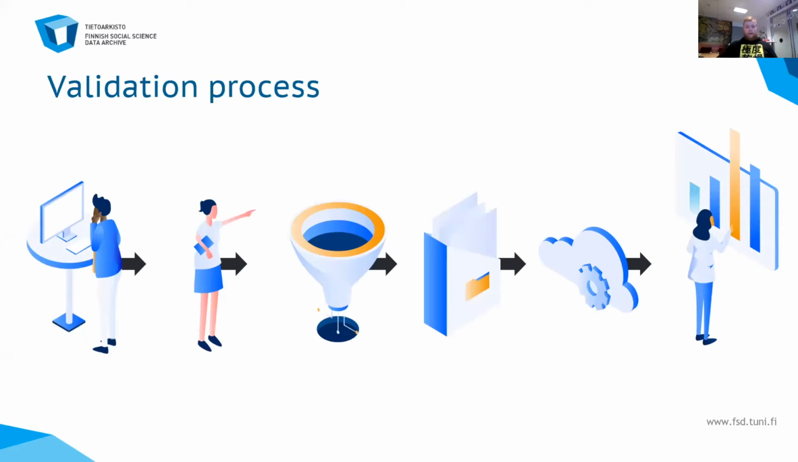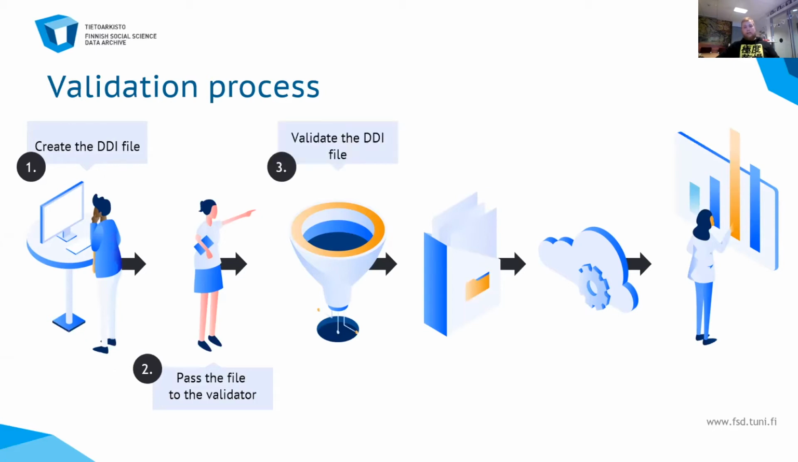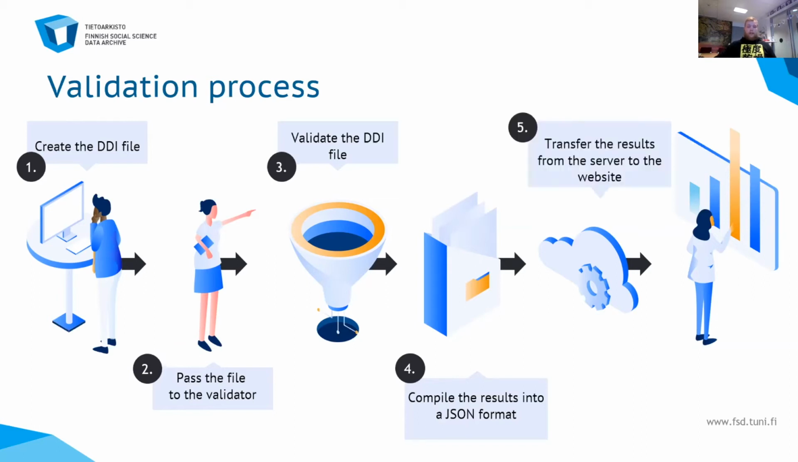So the validation process starts with creating the DDI file, of course. You can't start validating without a file. Then we pass the file onto the validator. After that, the DDI validator goes through all of its steps, so XSD validation, constant text validation, etc. Then we compile the results into a JSON format and send the results to the requesting computers. And finally, we can display the validation results for the end user.